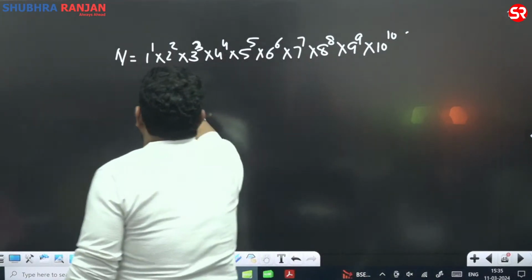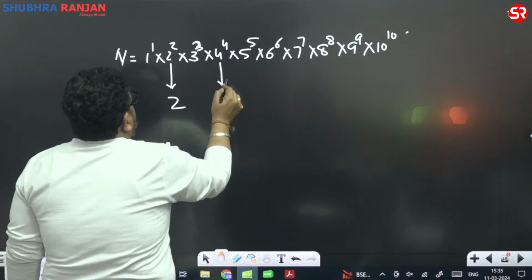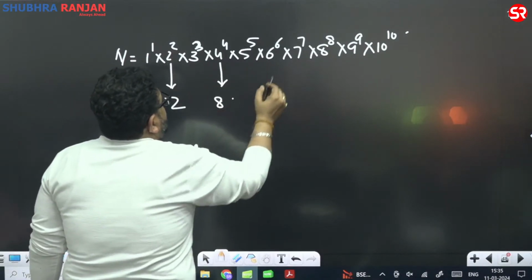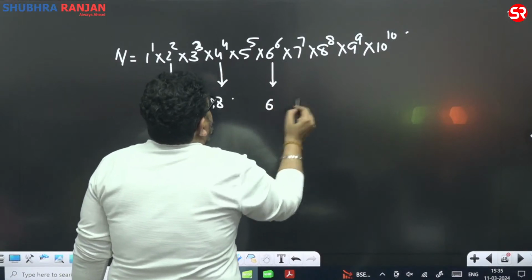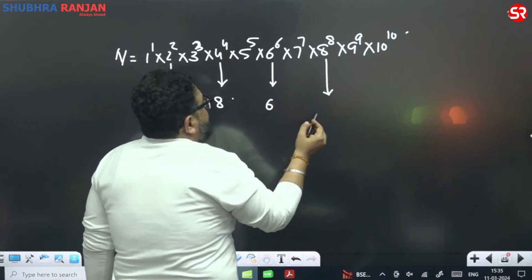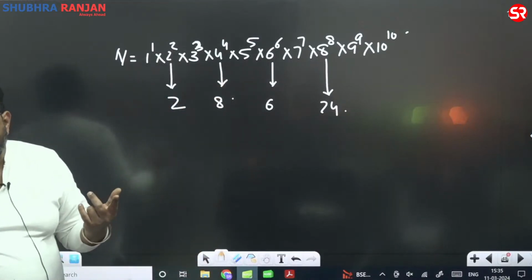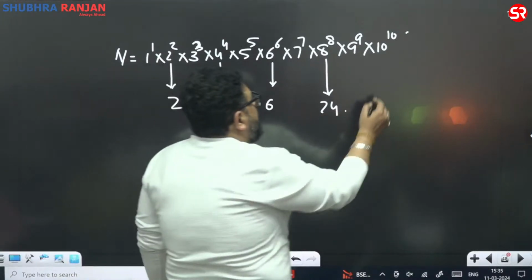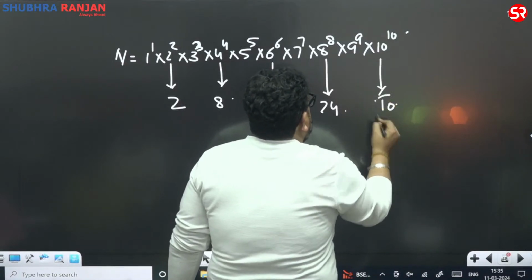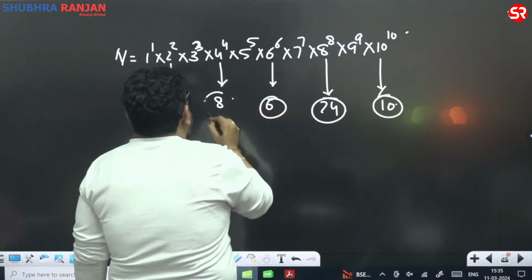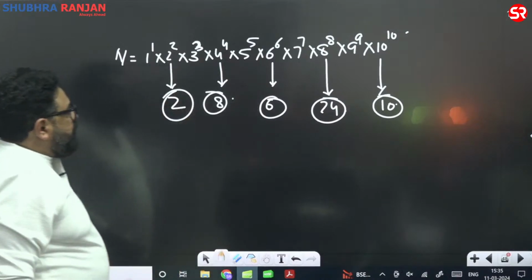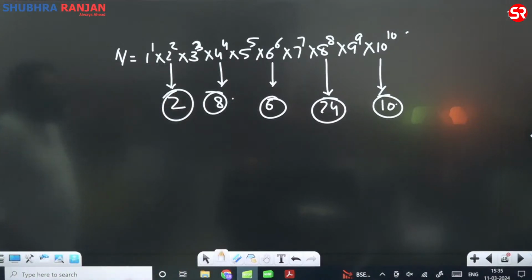2 to the power 2 gives you 2. And 4 to the power 4 gives you 8 2s. 6 to the power 6 gives you 6 2s. And 8 to the power 8 gives you 24 2s. 8 is what? 2 cube. Right? And then 10 to the power 10 gives you again 10 2s. So number of 2s are going to be 40 2s, isn't it? Check karna. Yeah, 30, 40, 50 2s are there.